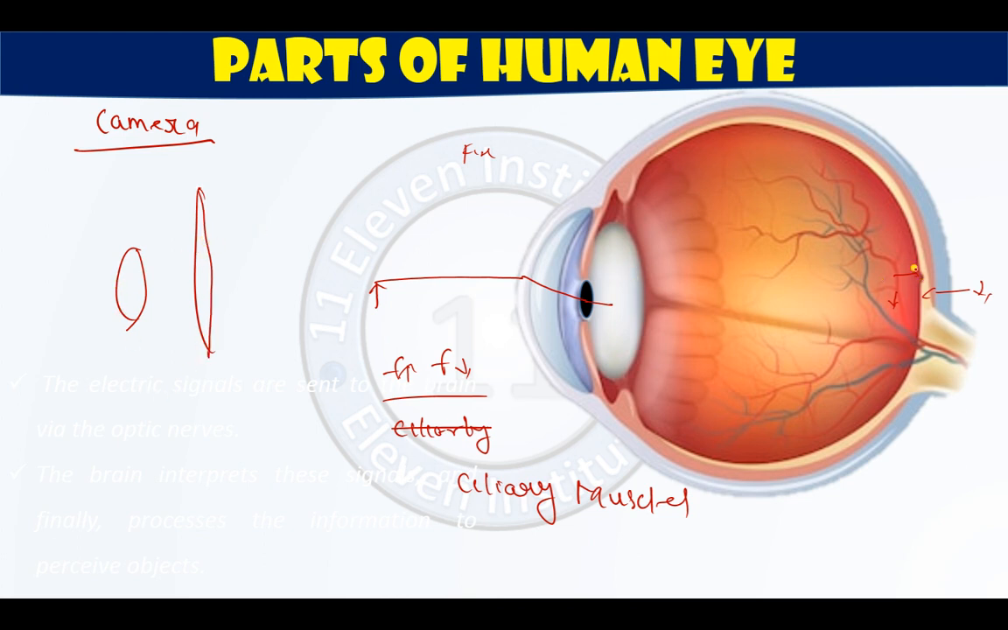Depending upon that, the image will be formed near the retina. It will perfectly focus the image over here. It will do the fine tuning of the image. Right, that function is performed by the eye lens. Then the image will be formed on the retina.